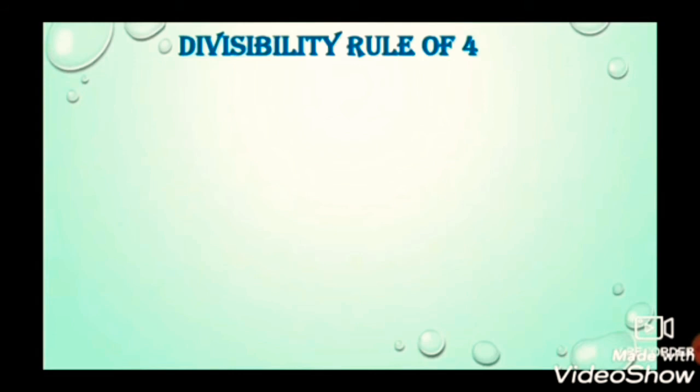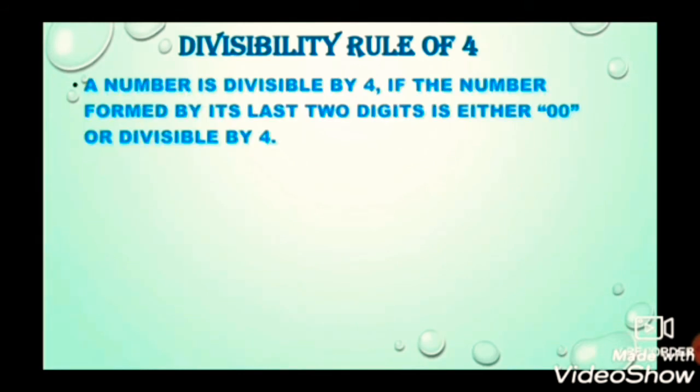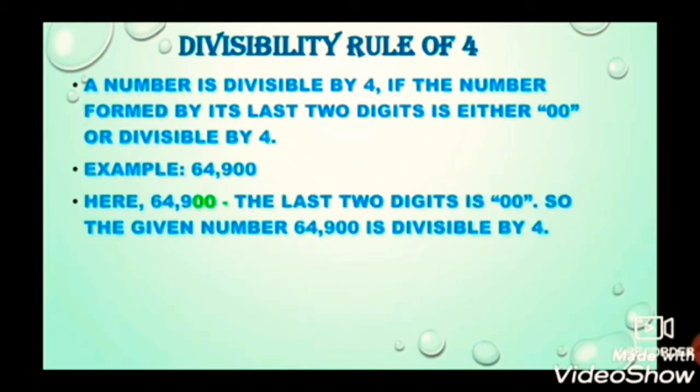Next, divisibility rule of 4. A number is divisible by 4 if the number formed by its last two digits is either 0, 0 or divisible by 4. Example, 64,900. Here, the last two digits are 0, 0. So, the given number 64,900 is divisible by 4.